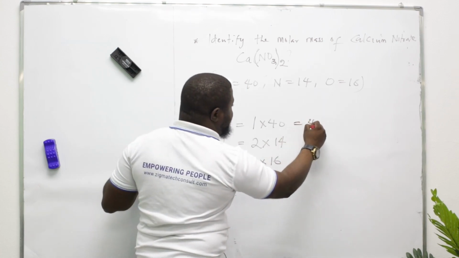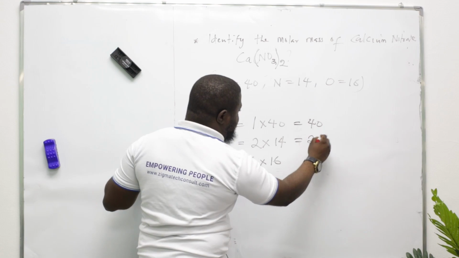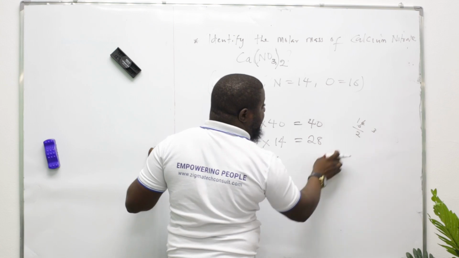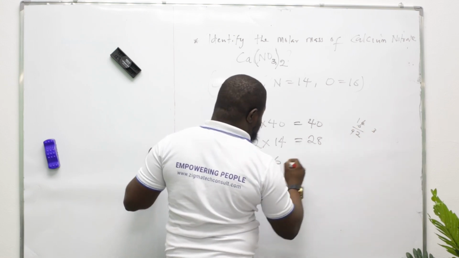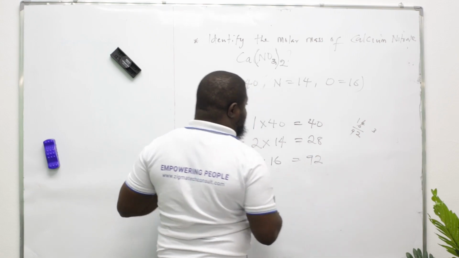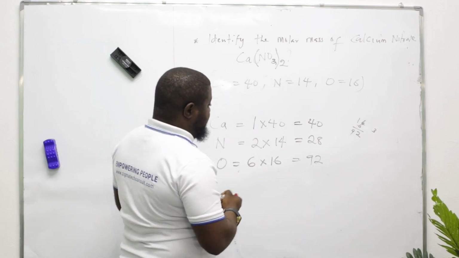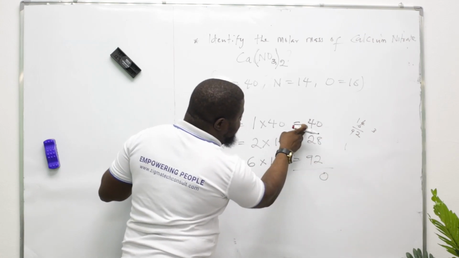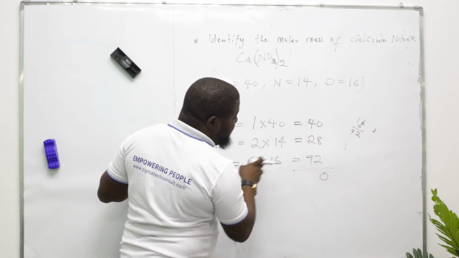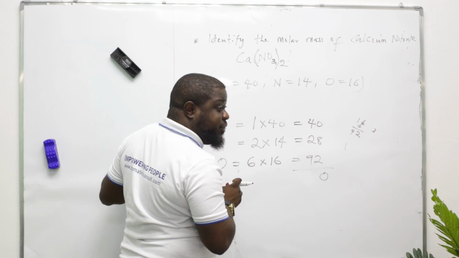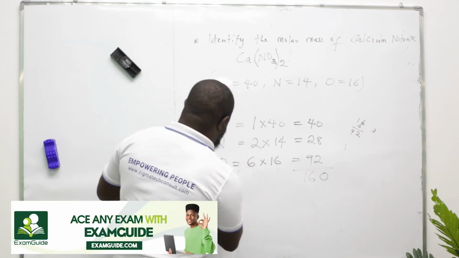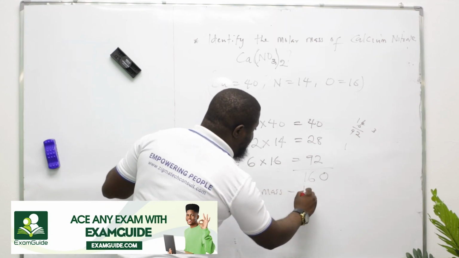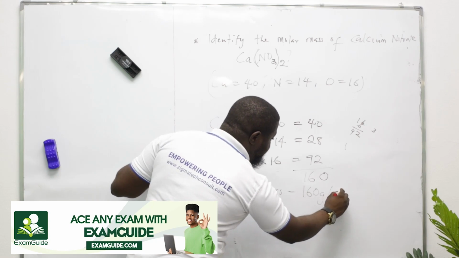Now, 1 times 40 is 40. 2 times 14 is 28. And 16 times 6: 6 times 6 is 36, write 6, carry 3. 6 times 1 is 6, plus 3 is 9. So it is 96. Now when you sum all, 0 plus 8 plus 6 is 14, write 4, carry 1. 4 plus 2 plus 9 plus 1 is 16. So it will be 160. Therefore, molar mass is equal to 160 grams per mole.